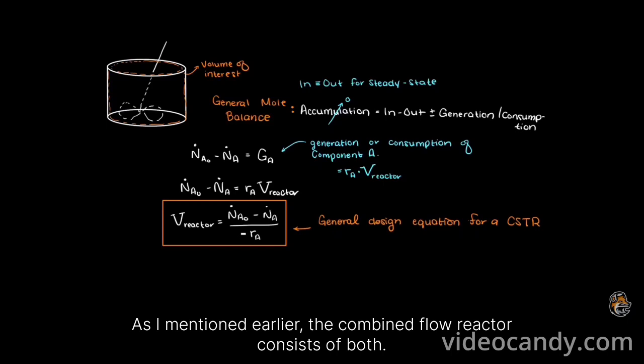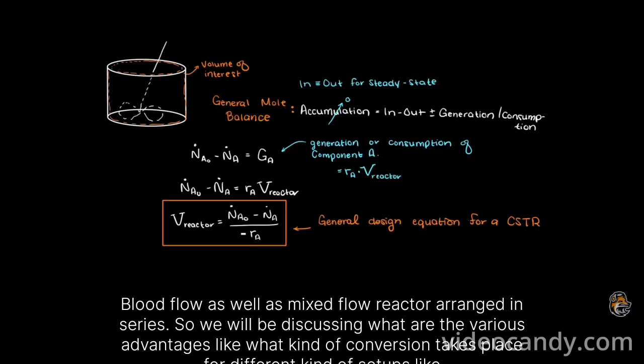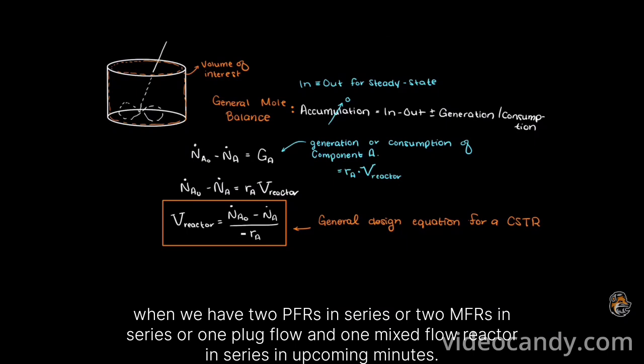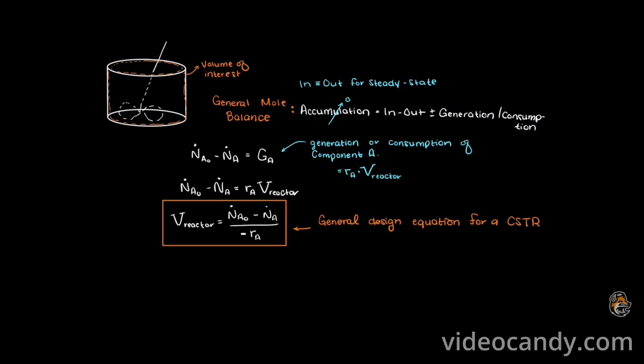As I mentioned earlier, the combined flow reactor consists of both plug flow as well as mixed flow reactor arranged in series. So we will be discussing what the various advantages are, like what kind of conversion takes place for different kinds of setups, like when we have 2 PFRs in series or 2 MFRs in series or 1 plug flow and 1 mixed flow reactor in series, in upcoming minutes.